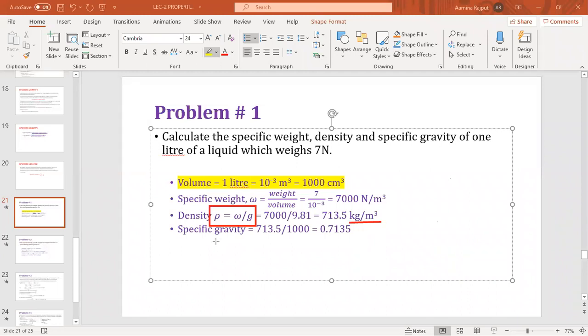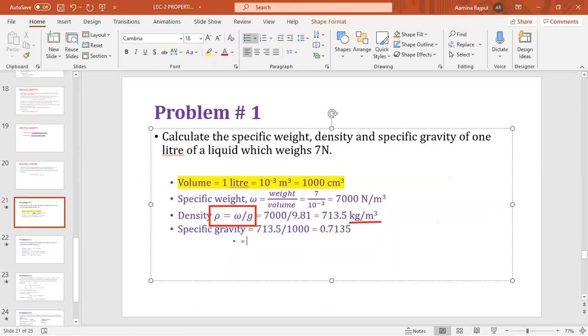Specific gravity is the ratio of the density of the liquid to the density of water at 4 degrees centigrade, which is 1000. As we have done over here, the density of liquid, which I have just computed, is 713.5, to the density of water, which is 1000. So we get 0.7135. Or the other way around, you could use the ratio of their specific weight.